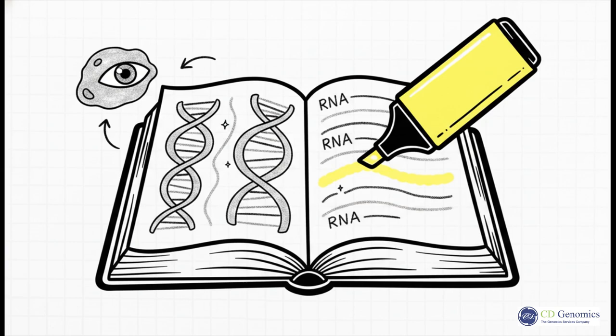Think of it like this. If messenger RNA is the text of a printed book, M6A is like a bright highlighter marking specific sentences, telling the cell exactly how to read and use that specific information. It doesn't actually change the words, the sequence is exactly the same, but it completely changes what the cell focuses on and what it actually does with that biological text.